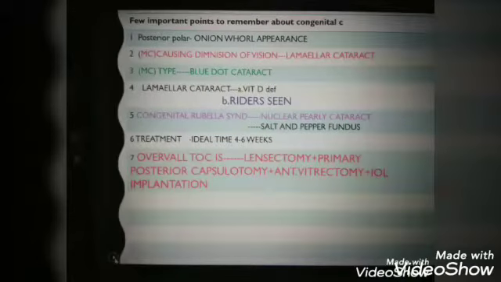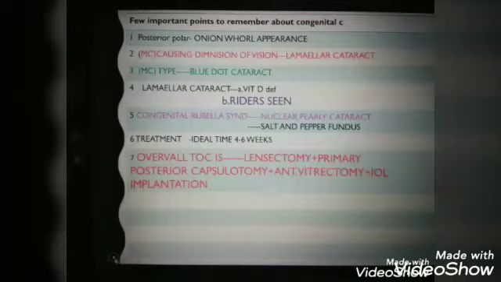As we have seen about congenital cataract, let's see a few important points to remember here. In posterior polar cataract, we see the onion hole appearance. The most common type of congenital cataract causing the most diminution of vision is lamellar cataract, and the most common type of congenital cataract overall is the blue dot cataract.